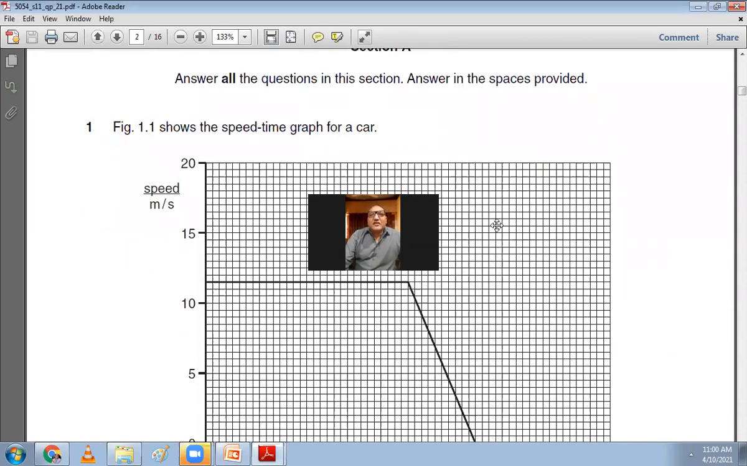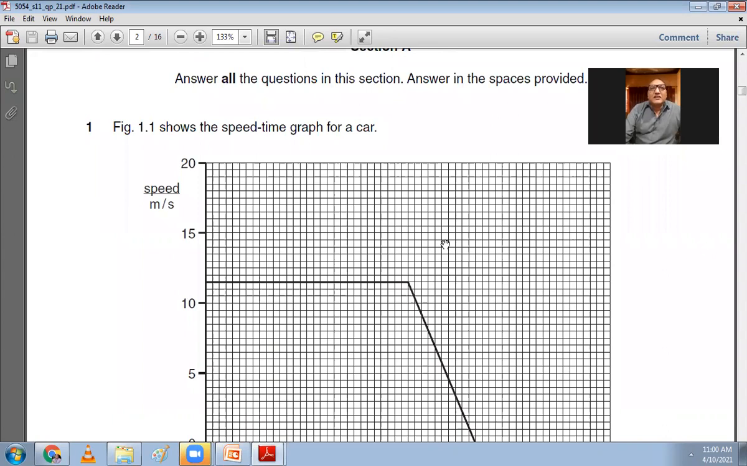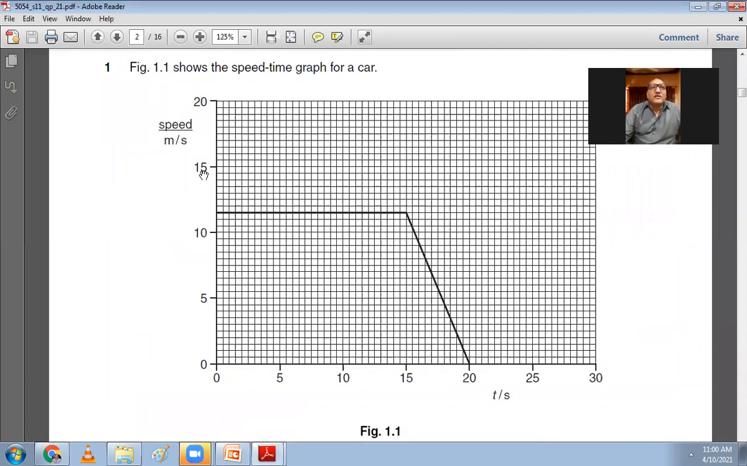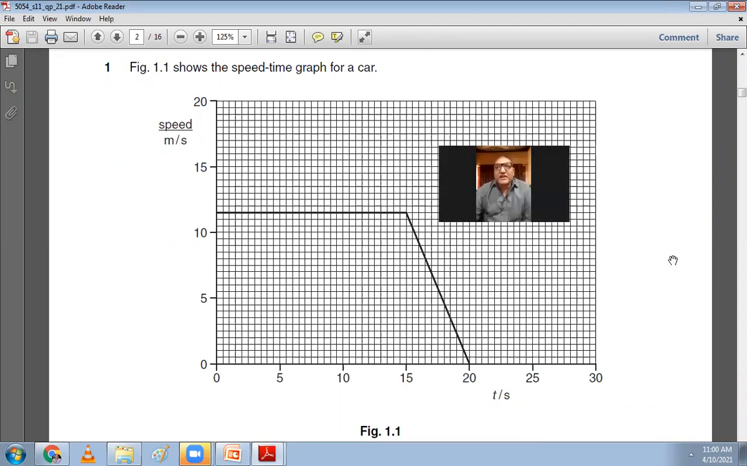Okay. So the section A, question number 1. Figure 1.1 shows the speed time graph of a car. Before I go into the further question, let's first understand what this is. This is a speed time graph, and you can see on the y-axis the speed is represented, and on the x-axis the time is represented. The speed here is in meters per second, and the time here is in seconds.